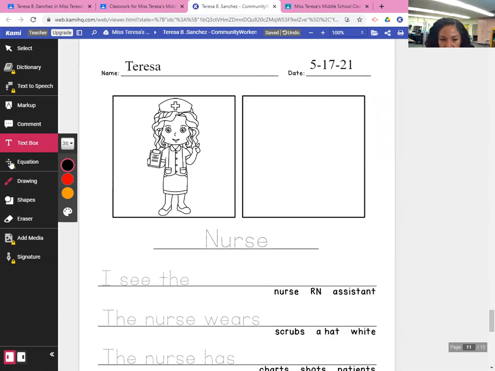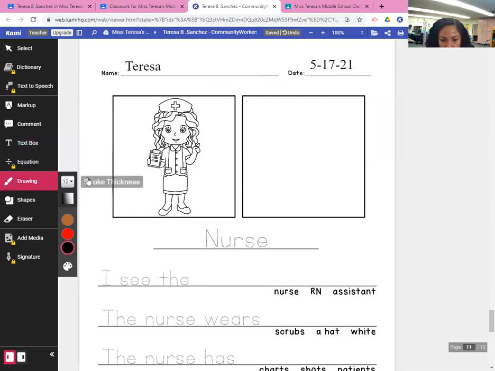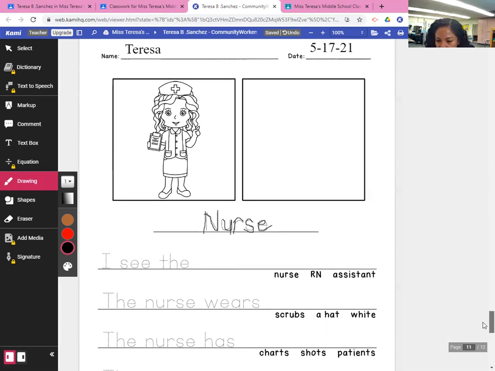Now we can trace the title of our page, which is nurse. So we'll trace. Capital N. It's the title of the page, capital N, U, R, S, E, nurse. Okay, we're writing about nurses. And last week was Nurses Day. Did you celebrate Nurses Day?